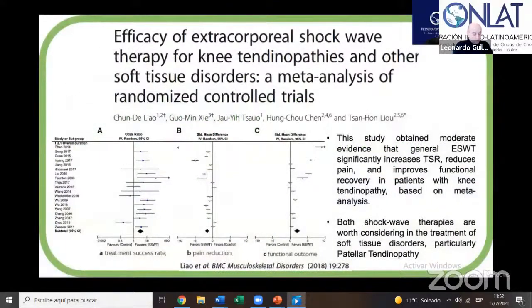This was demonstrated in this meta-analysis by Liao et al., which concludes that the study obtained moderate evidence that shock waves significantly increase the treatment success rate, pain reduction, and functional outcome. Based on this meta-analysis, both shock wave therapies are worth considering in the treatment of soft tissue disorders, particularly patellar tendinopathy.